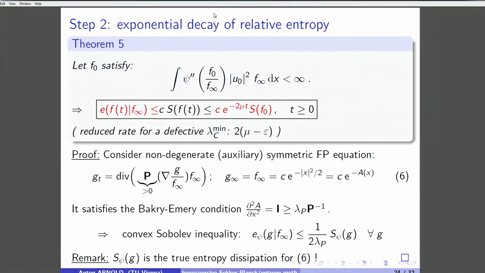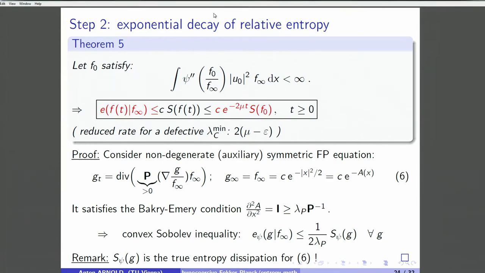So how do I get this generalized logarithmic Sobolev inequality? In order to show that, I use an auxiliary Fokker-Planck equation. Here it is. It has a priori nothing to do with our equation that we want to study here. I cook up this equation the following way. I want to have the same steady state as my true equation. So the G infinity should be the same as F infinity. Therefore, I put here the steady state into the equation.